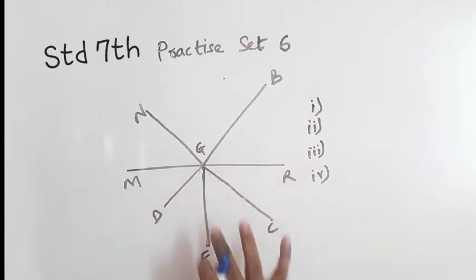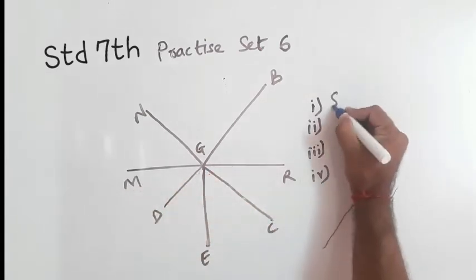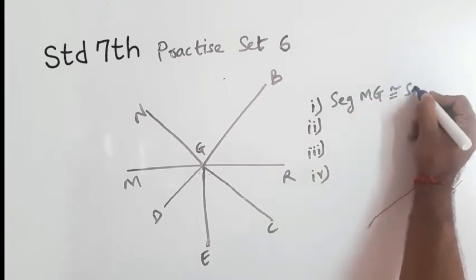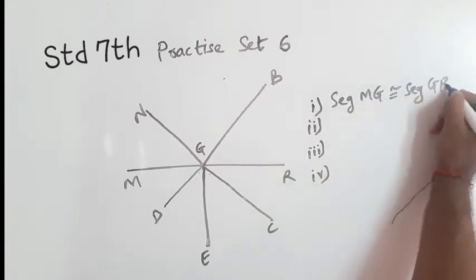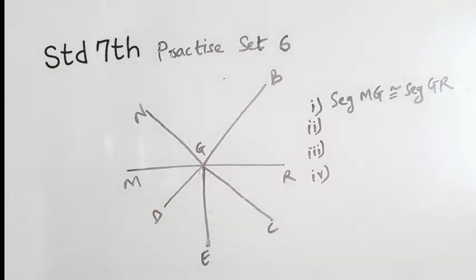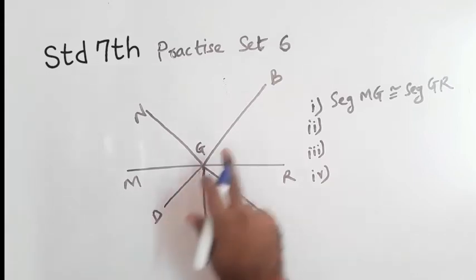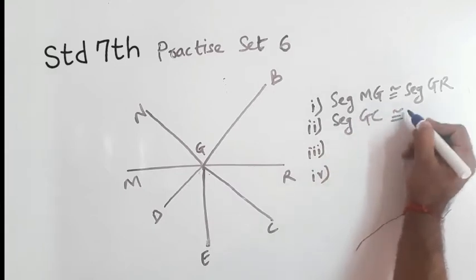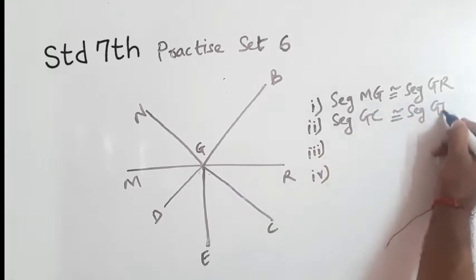MG and GR are congruent, so we will write seg MG is congruent to seg GR. Then if you see, GC is congruent to GB. So seg GC is congruent to seg GB.